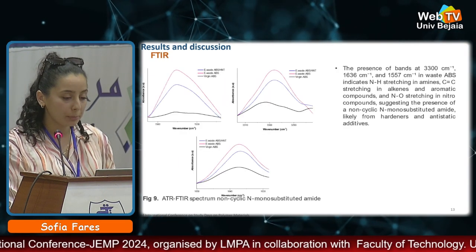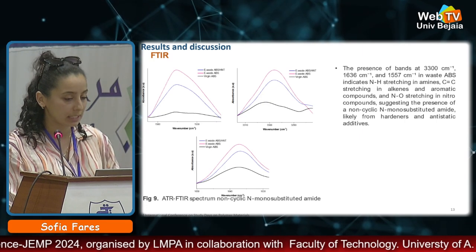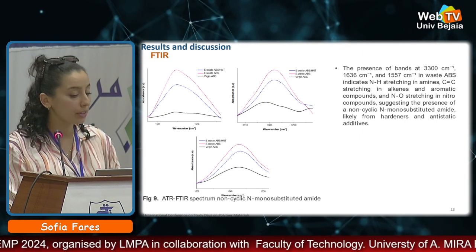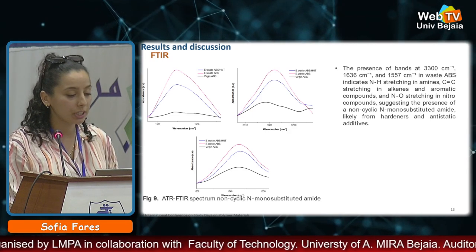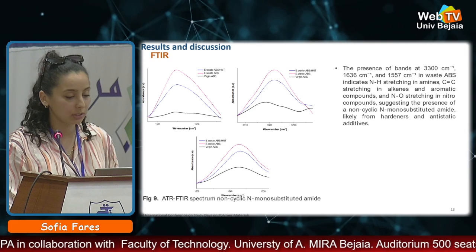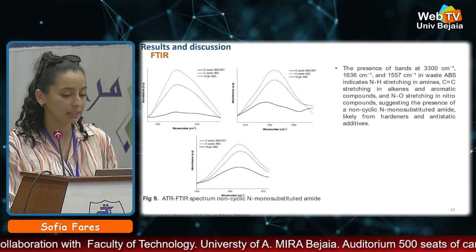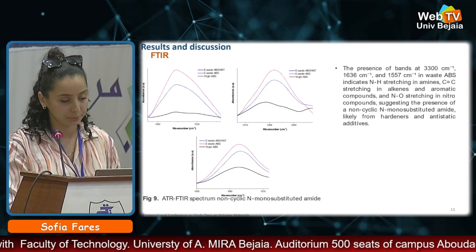We have 3 other bands at 3,300, 1,636, and 1,557, which can be attributed to the NO stretching in nitro components, suggesting the presence of hardeners or antistatic additives.